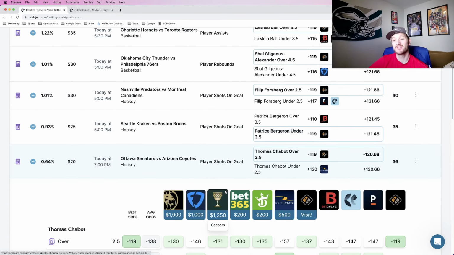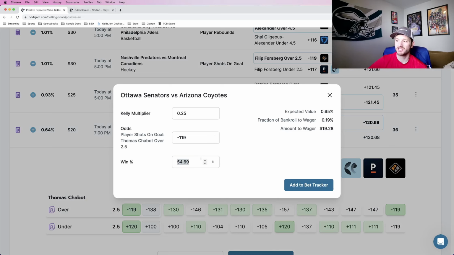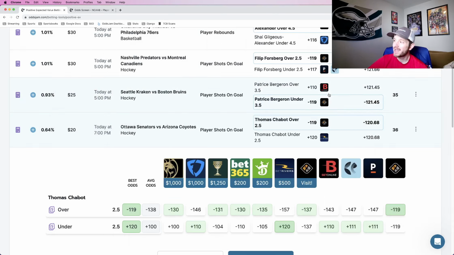Play number five, another hockey one. So again, this doesn't just apply to NFL or NBA or the popular sports, it applies to NHL, to college basketball as well. Thomas Chabot, not sure I'm pronouncing that correctly, to go over 2.5 shots on goal. OddsJam perfect line just below minus 121. Pinnacle at minus 147. BetOnline at minus 143. Rest of the sportsbooks, minus 130s up to minus 157, giving us a win percentage for this one of 54.69%. So he's a 54.69% chance to go over this number. That's play number five.